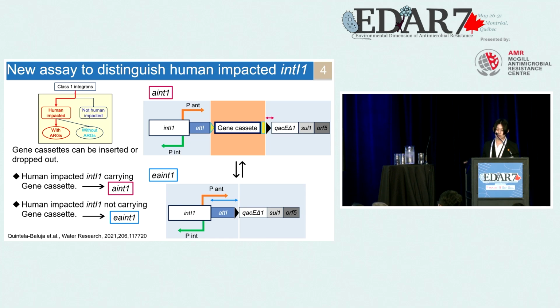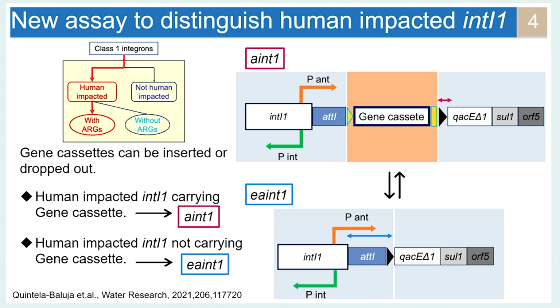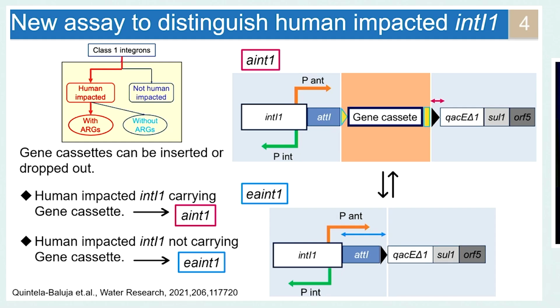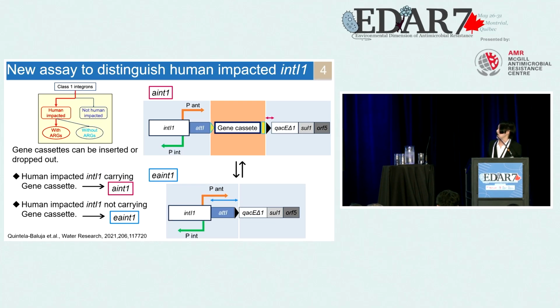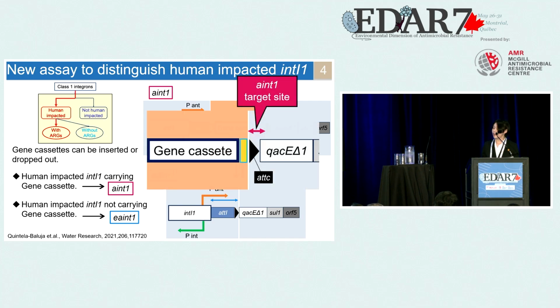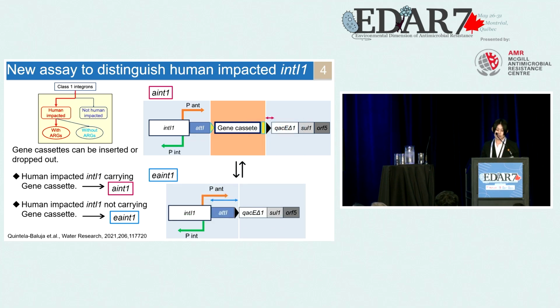Integrons impacted by anthropogenic factors and carrying gene cassettes were defined as AINT1, and those impacted by anthropogenic factors but not carrying gene cassettes were defined as EAINT1. AINT1 targets the interface between attC in the gene cassette and qacEΔ1, and EAINT1 targets attI and attC. Each type was measured and evaluated individually.